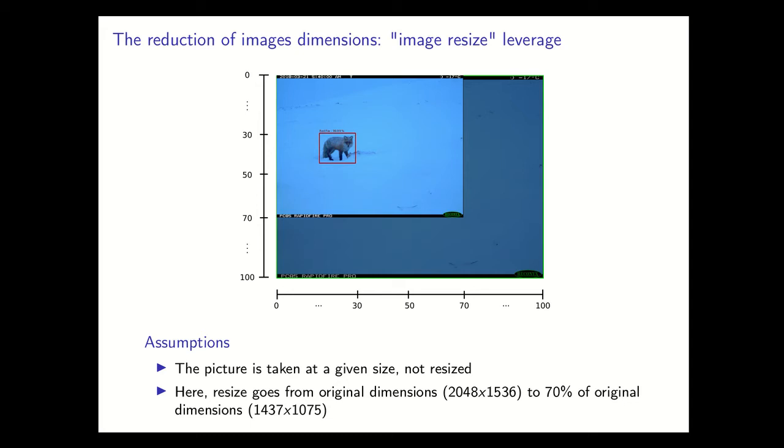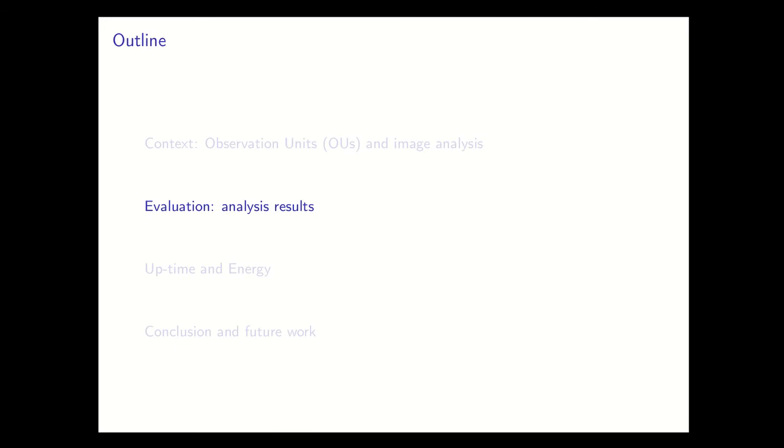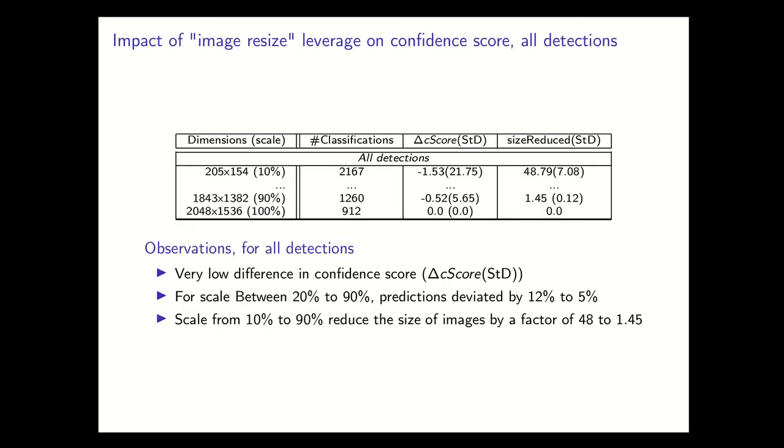Now a bit about the evaluation. The first dimension that is important to have here and to study is the impact of the image resize leverage on the confidence score that is outputted by the CNN. And here we are going to talk about all the detections that have been done. So this table represents the dimensions that are chosen, from 10% of the original image to the original image, so 100% in terms of scale.